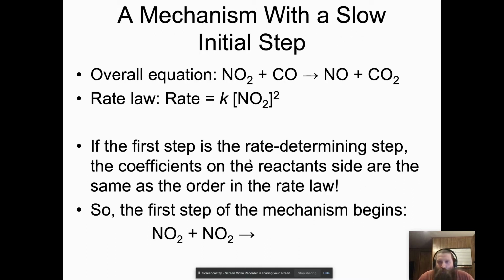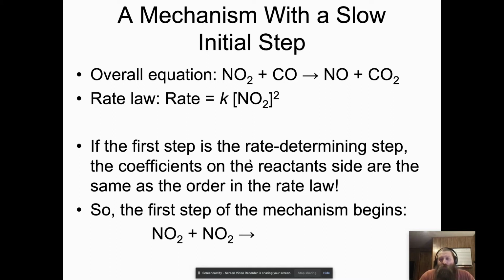So let's look at a mechanism with a slow initial step. My overall reaction is NO2 plus CO yields NO and CO2. So I'm looking at nitrogen dioxide and carbon monoxide, and I'm forming nitrogen monoxide and carbon dioxide. Now here's the rate law. Rate is equal to k times the concentration of NO2 to the second power.